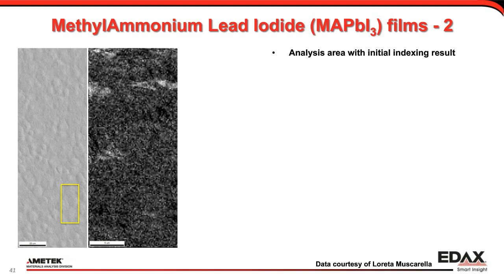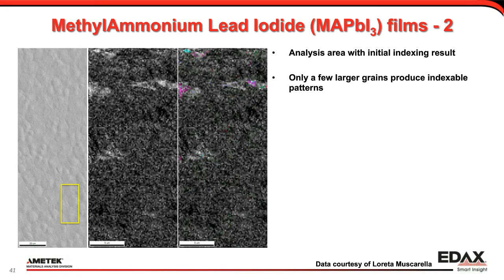And there's the indexing result I got with the patterns just as is, without doing any additional processing. So we just have a few grains at the top here that are color-coded, and the rest really doesn't give us any information. Now, normally if you want to improve the pattern quality, you would like to use a longer exposure time or perhaps a little bit stronger beam conditions, so higher voltage or larger beam current. But for this material, that really is not an option because it just damages the material and all the crystal structure is gone.